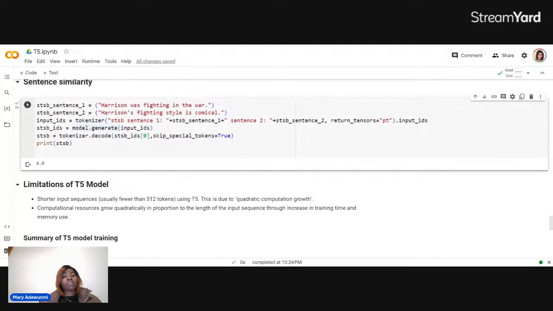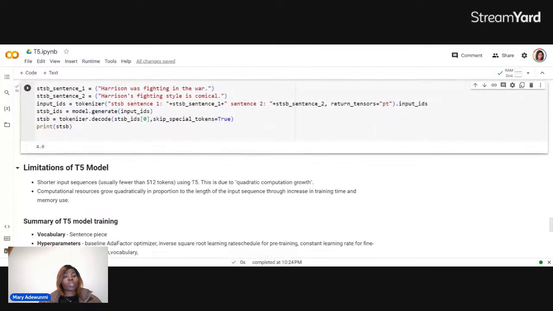So what are the limitations of the T5 model? Shorter input sequences, usually fewer than 512 tokens. What is this telling us? It's telling us this is due to quadratic computational growth. If you have a large dataset or something, it's just going to take the sequence that it needs. It's not going to take all. That's the truth.